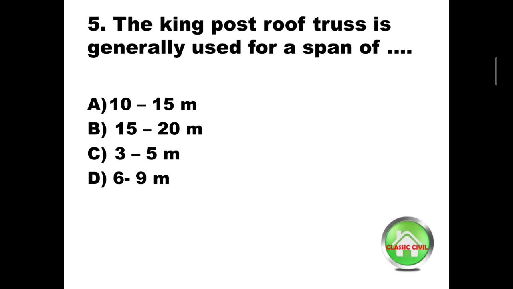Question number 5. The king post roof truss is generally used for a span of dash. Option A, 10 to 15 meter. Option B, 15 to 20 meter. Option C, 3 to 5 meter. Option D, 6 to 9 meter. The king post roof truss is generally used for a span of dash. Answer is option D, 6 to 9 meter.